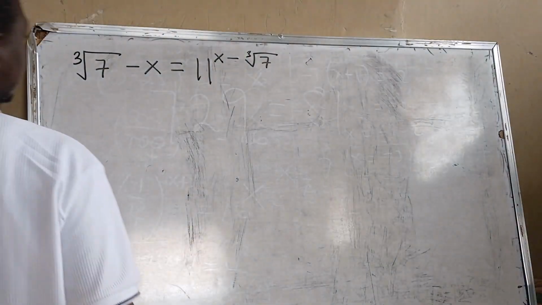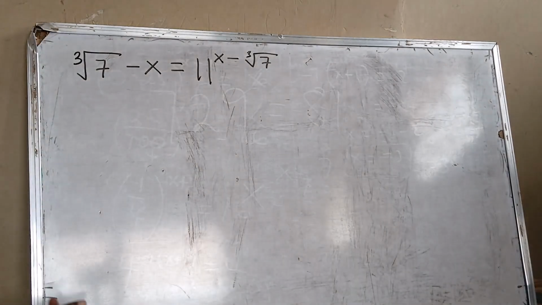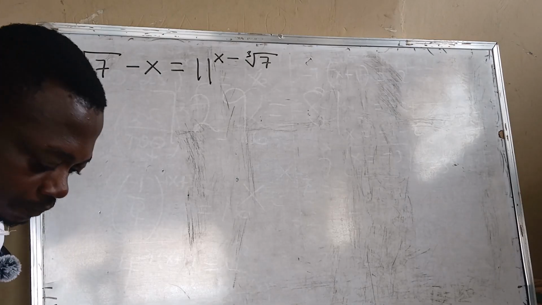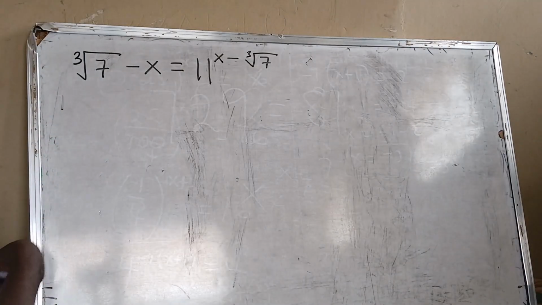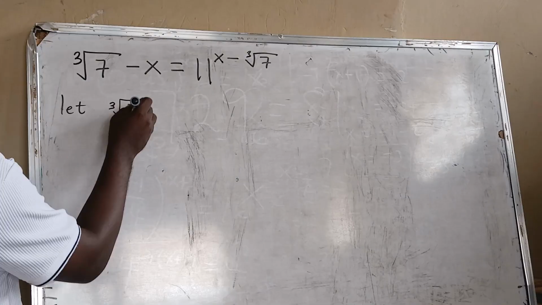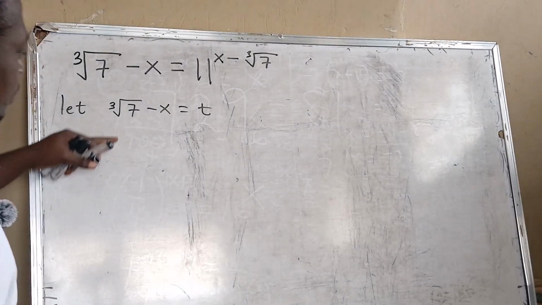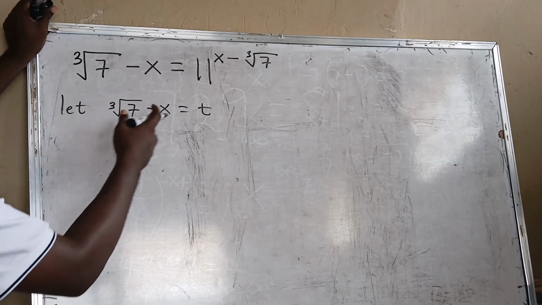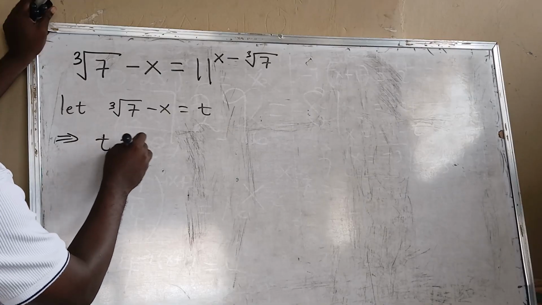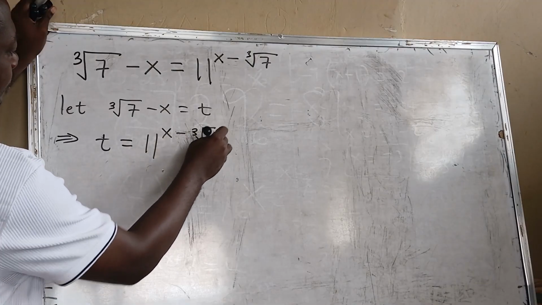Now, first of all, let's represent either this or that by a variable and let's see what happens. So let cube root of 7 minus x be t. Okay, so if that's the case, then going back, this side will be t. So I'll get t equals 11 raised to x minus cube root of 7.